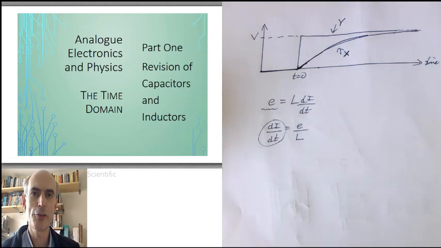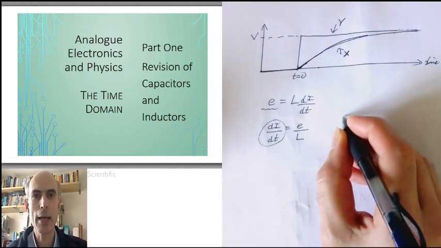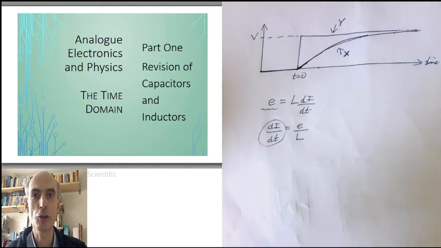Okay, that's the end of this first talk. The two most important things to bear in mind: you cannot change the voltage across a capacitor instantly, and you cannot change the current through an inductor instantly.